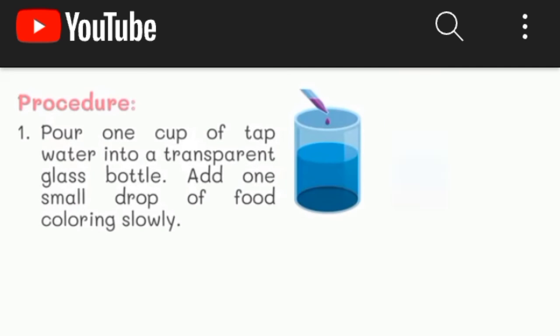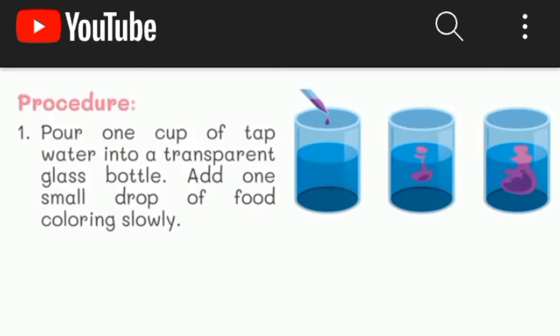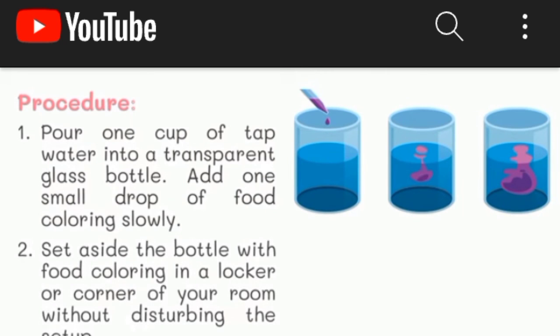Let's continue with another activity. Pour 1 cup of tap water into a transparent glass bottle. Add 1 small drop of food coloring slowly. You may have observed that the food coloring starts to spread to the other parts of the water. Set aside the bottle with food coloring in a locker or corner of your room without disturbing the setup.